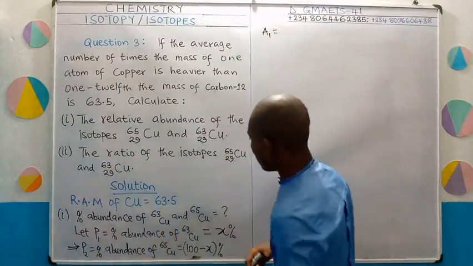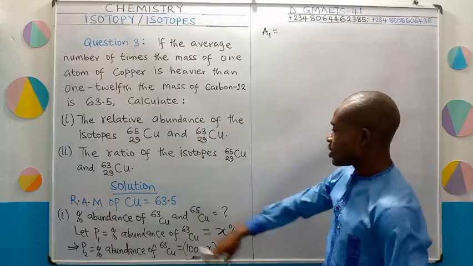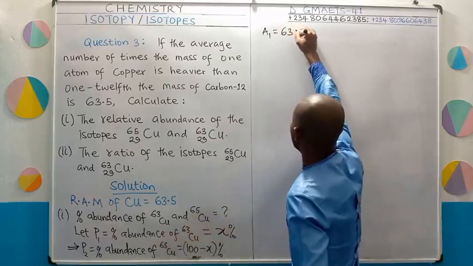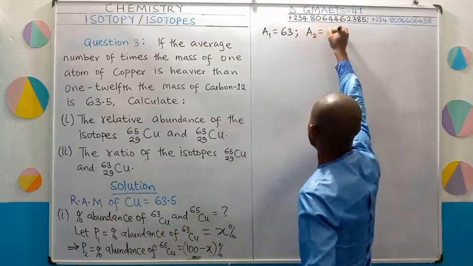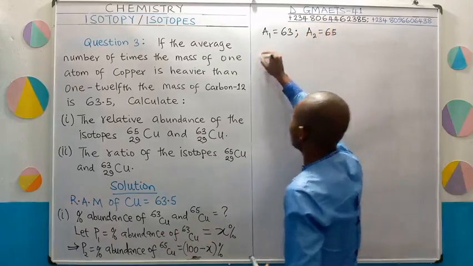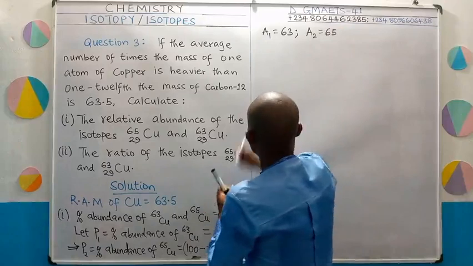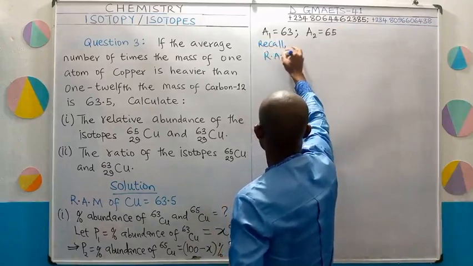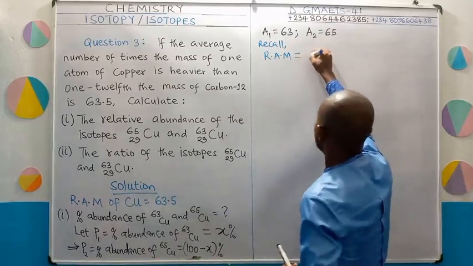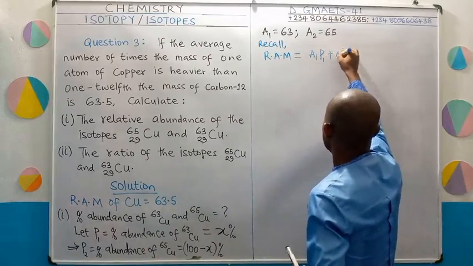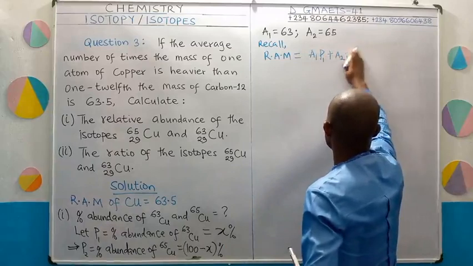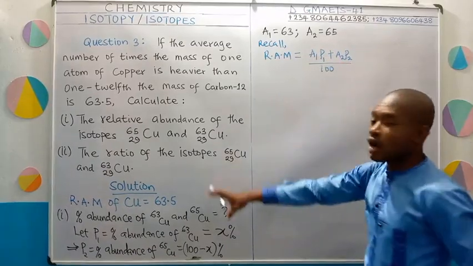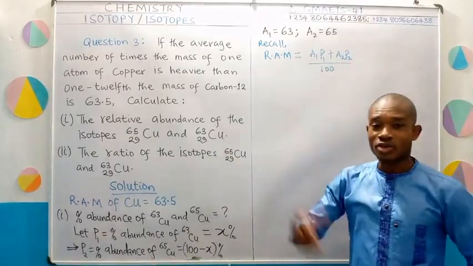A1, that is mass number of isotope 1. We've decided that isotope 1 should be copper 63, so the mass number is 63. And then isotope 2, the mass number is 65. So recall that we know R.A.M of any element is equal to A1P1 plus A2P2, then divided by 100. There are just two isotopes here, so it's going to be 1 and 2.